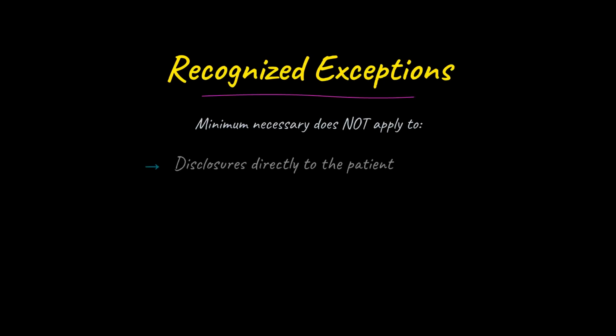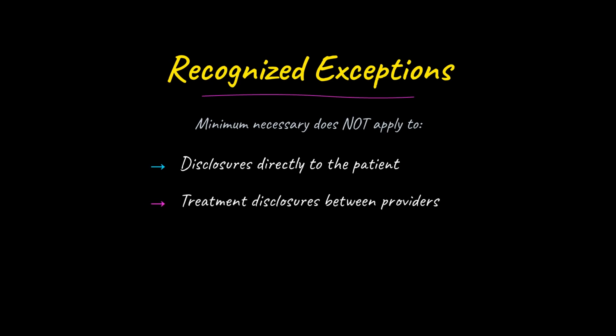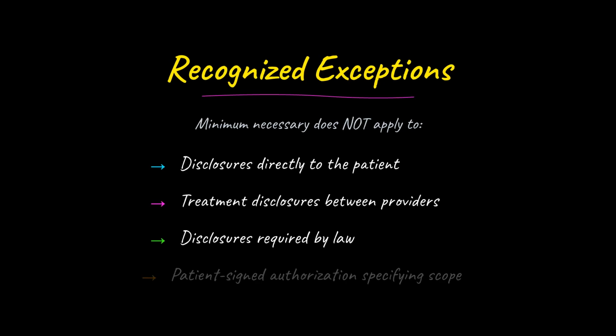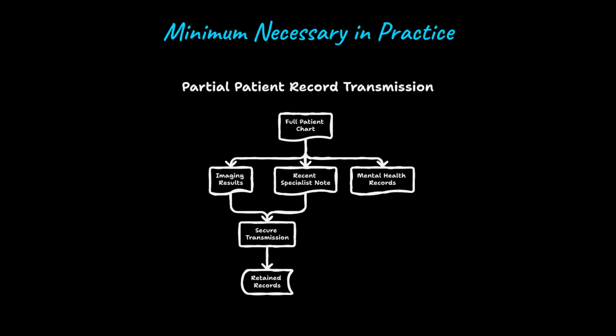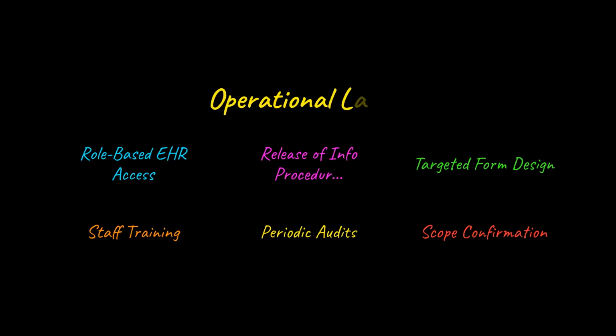The standard has 4 recognized exceptions: disclosures to the patient themselves, treatment communications between providers, legally mandated disclosures, and releases covered by a patient-signed authorization that defines its own scope. In practice, when a specialist requests records for a consult, the CMAA sends only the imaging results and the relevant referral note, not the entire chart. Unrelated records, like older mental health visits, stay behind because they serve no purpose in this disclosure.